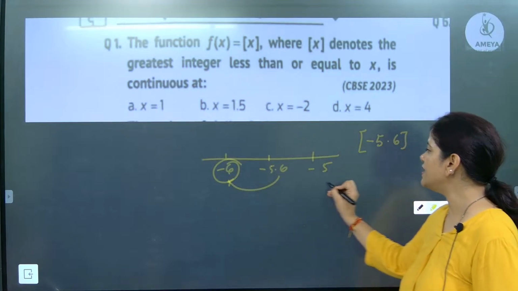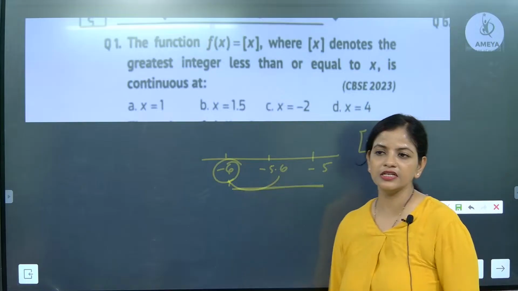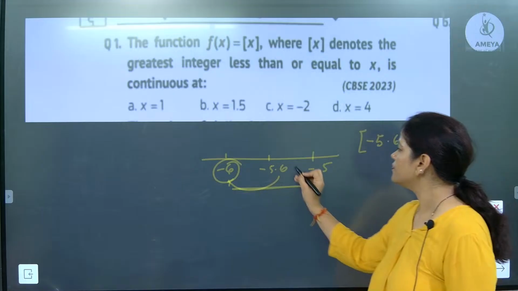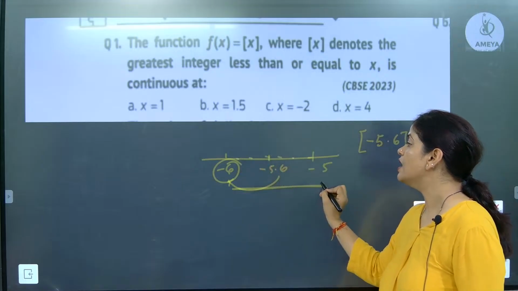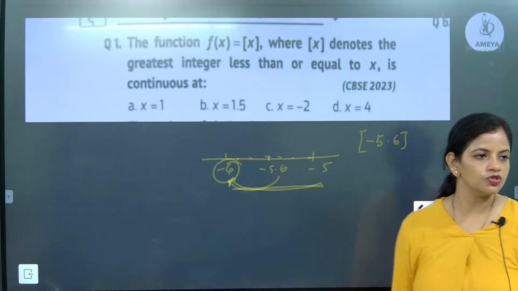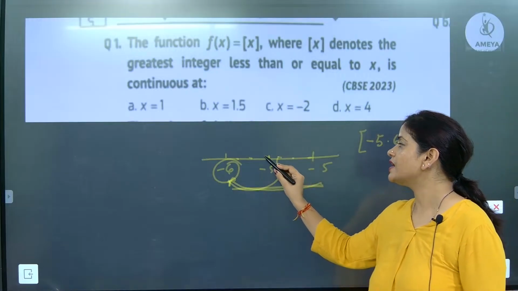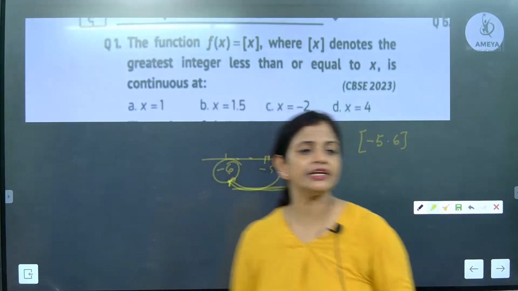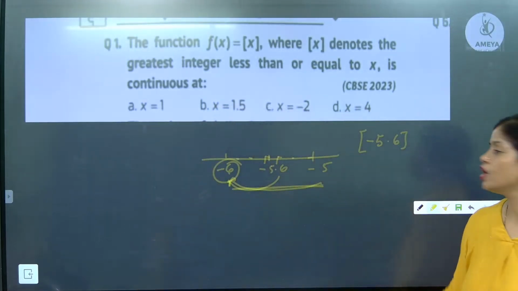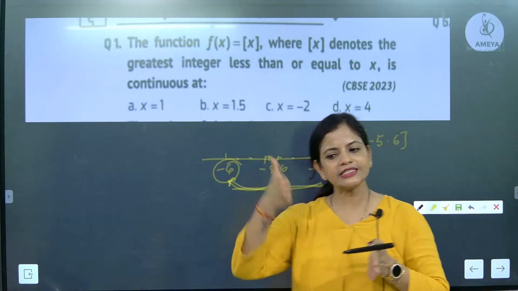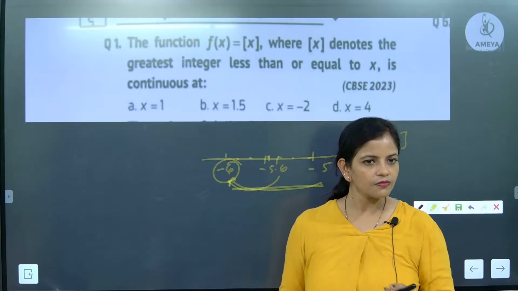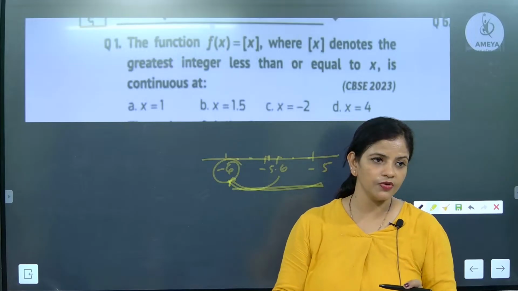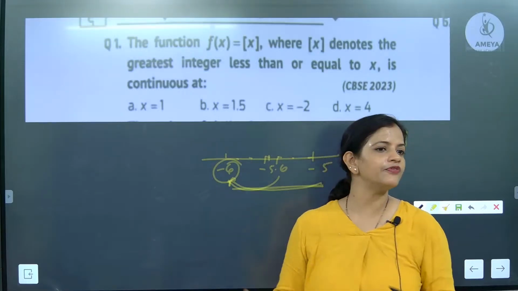Any decimal value between minus 5 and minus 6 that you take will always take you towards minus 6. Got it? So all the values present inside will directly lead you towards minus 6. If I check the left and right of 5.6, I will always find that it is continuous at that value. So at decimal points, it will be continuous. But at an absolute integer, it will not be continuous.